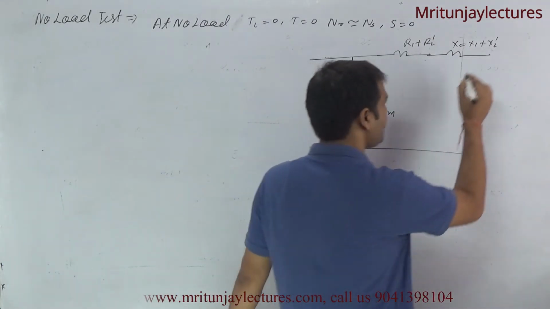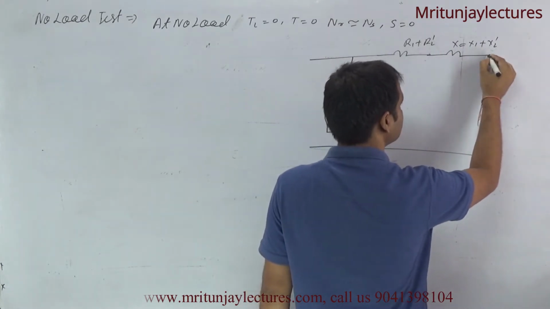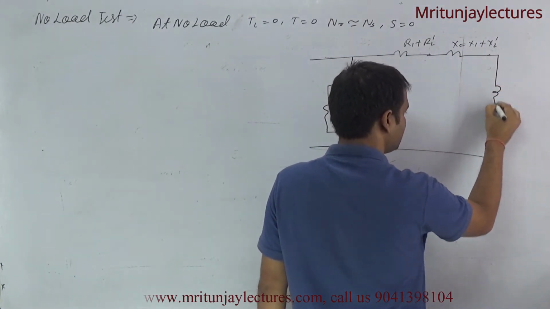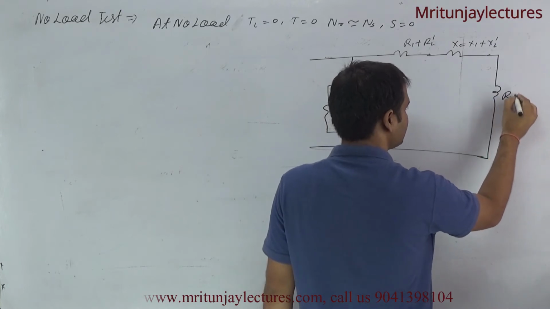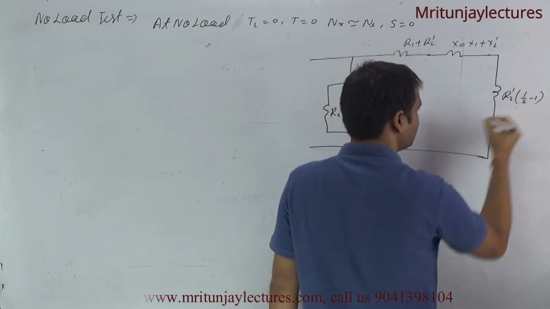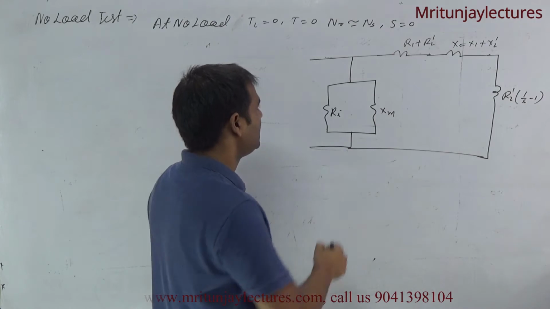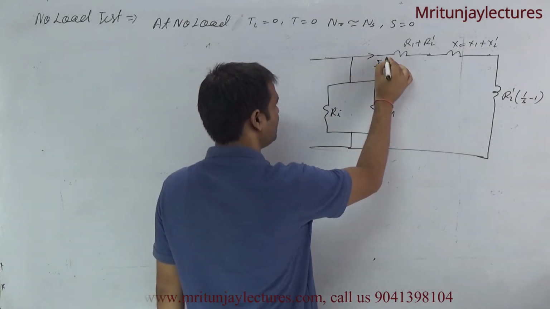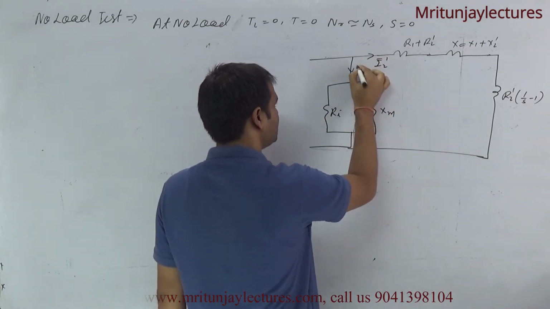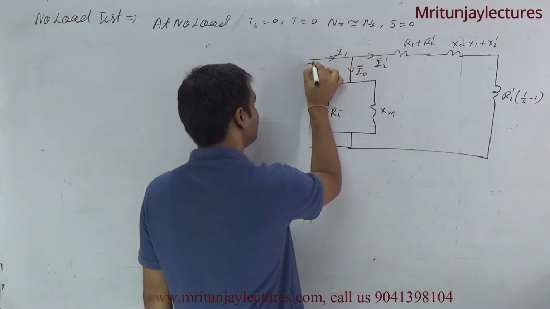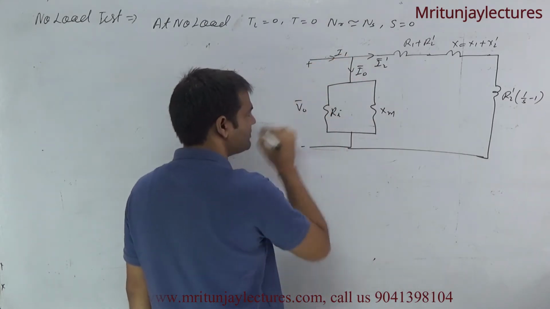Okay, this one, and that is R2 dash into 1 by S minus 1. Clear? And this one is I2 dash, that is I0, and that is I1, the supply current, with applied voltage V0, like this one.